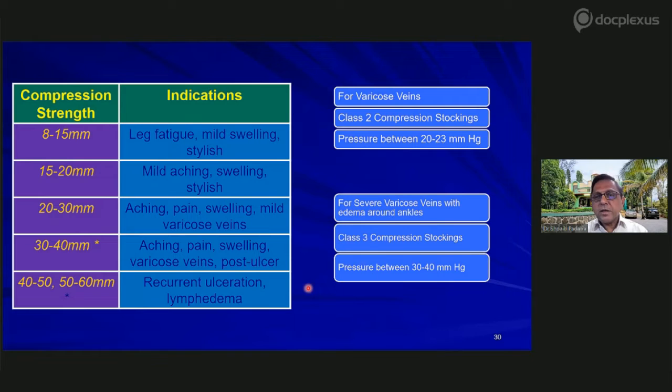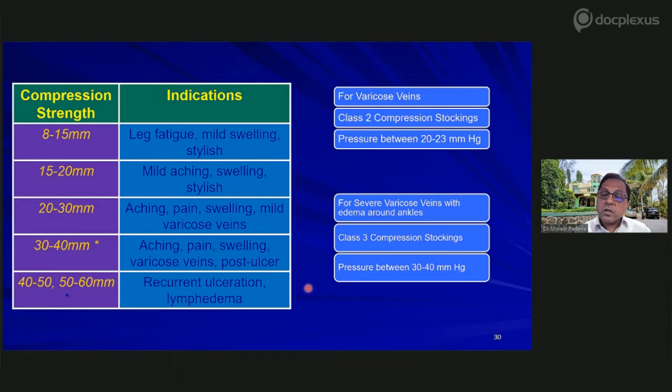Now, there are various types of stockings available in the market. Well, what you need are these. If a patient of yours has varicose veins, then you need what are called class 2 compression stockings. Write this down, it's very important. Why? Because the pressure should be between 20 to 23 millimeters of mercury. If your patient has significant varicose veins only below the knee, then you can give knee length stockings. If the varicose veins are higher up also, then give thigh length stockings. If your patient has severe varicose veins with swelling around the ankles, edema, then the above stockings will not work.